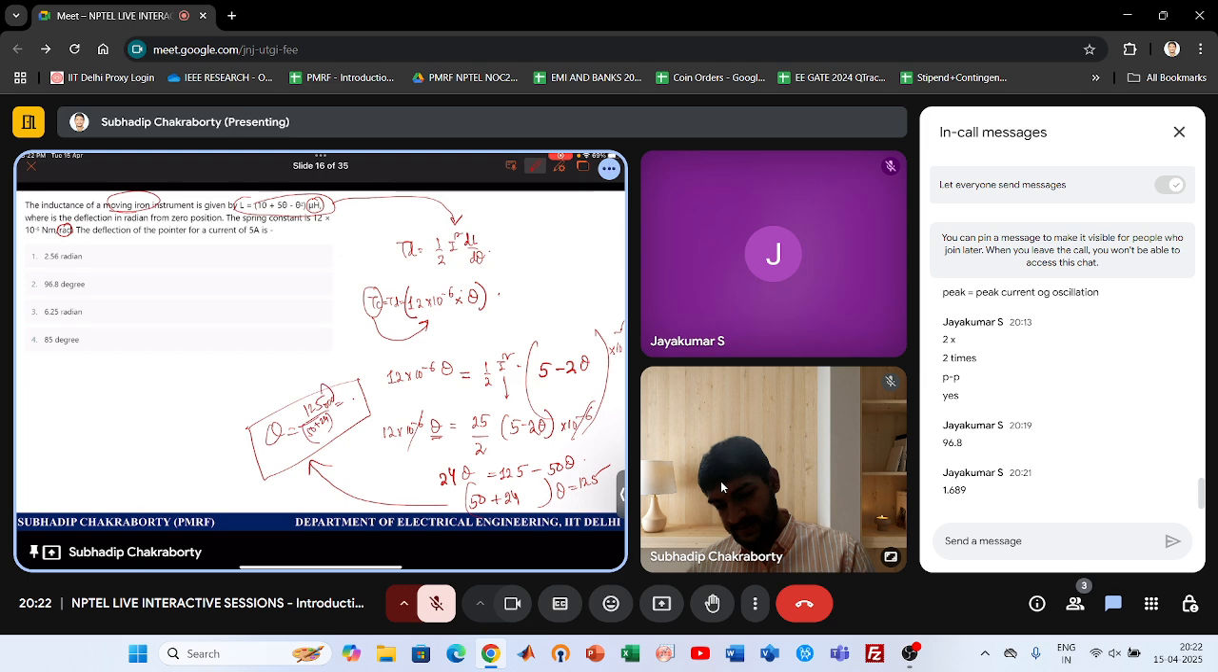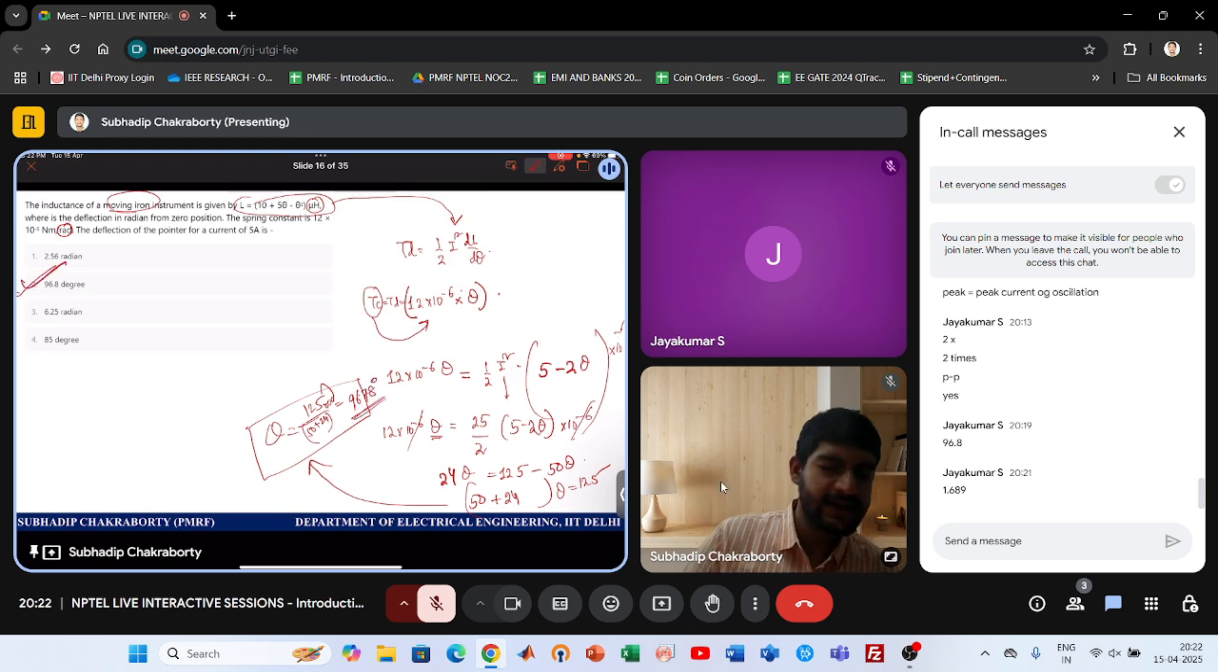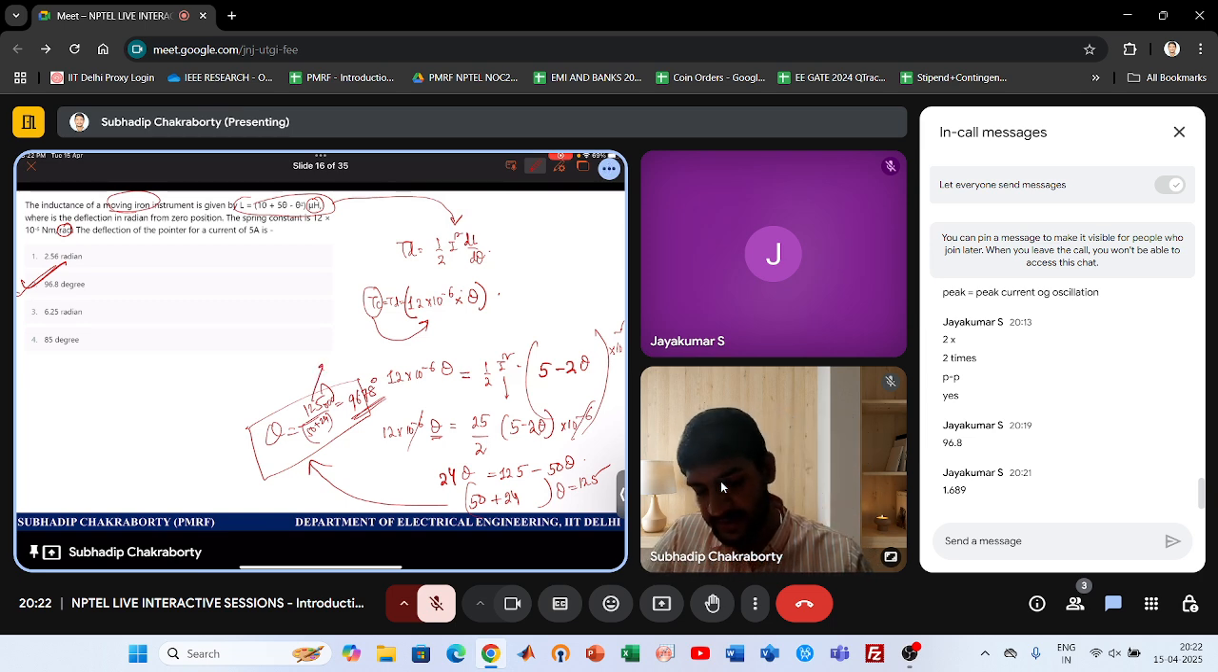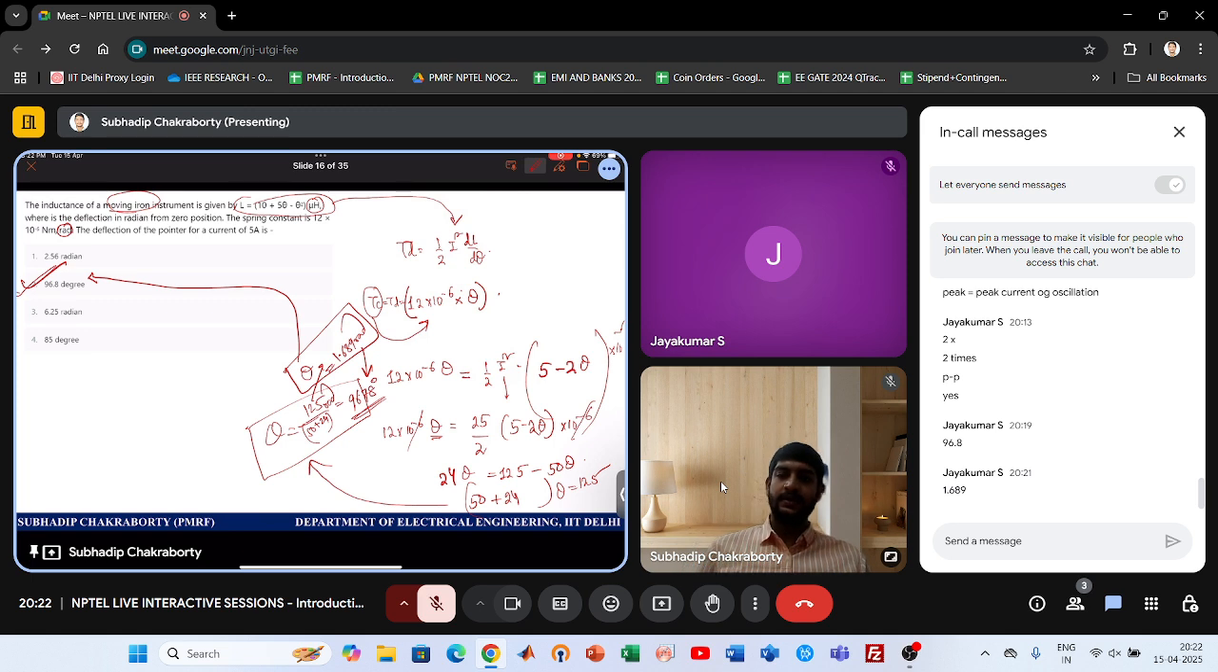So this is in radians, and if you convert to degrees, you will get 96.78 degrees. So I think option 2 is correct, which you already have got, right? Yes, it is 1.689 radians, and if you convert it to degrees, you get 96.78 degrees. So this is the correct option.